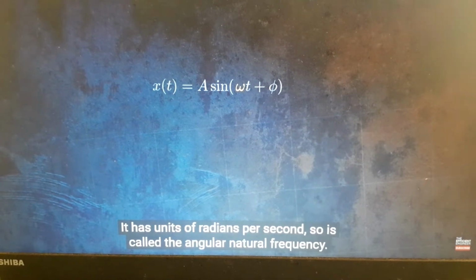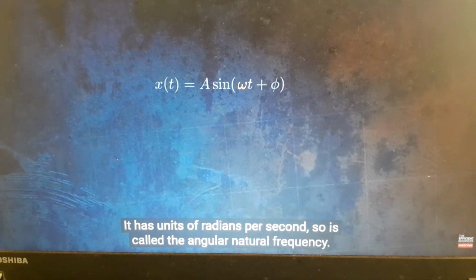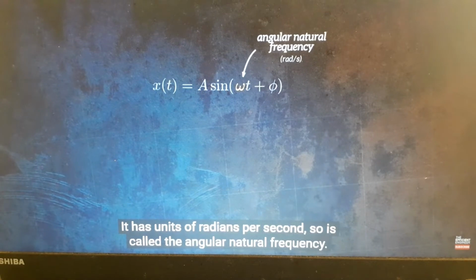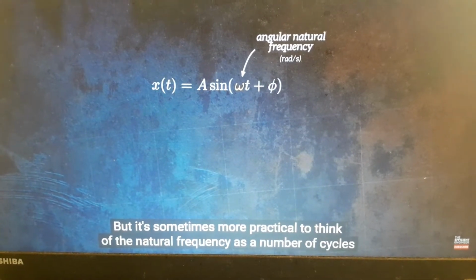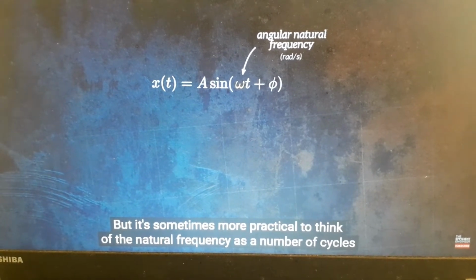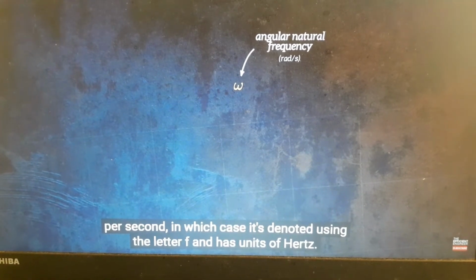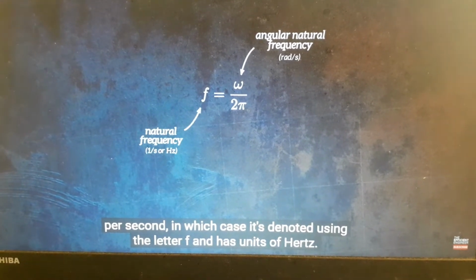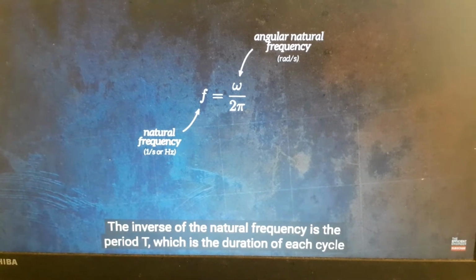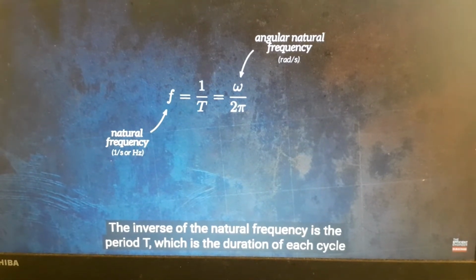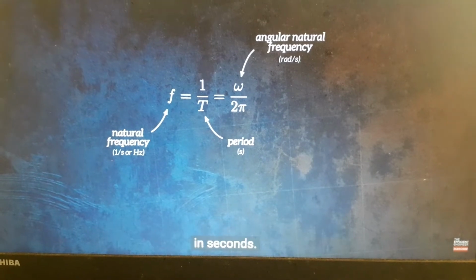It has units of radians per second, so is called the angular natural frequency, but it's sometimes more practical to think of the natural frequency as a number of cycles per second, in which case it's denoted using the letter f and has units of hertz. The inverse of the natural frequency is the period T, which is the duration of each cycle in seconds.